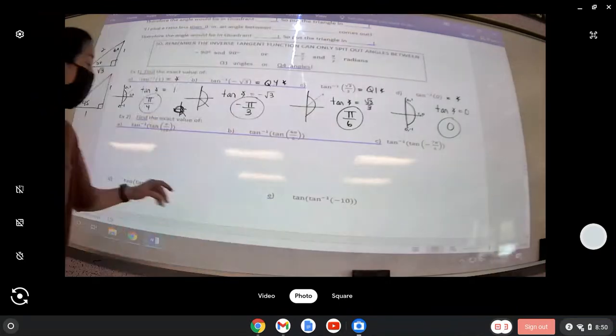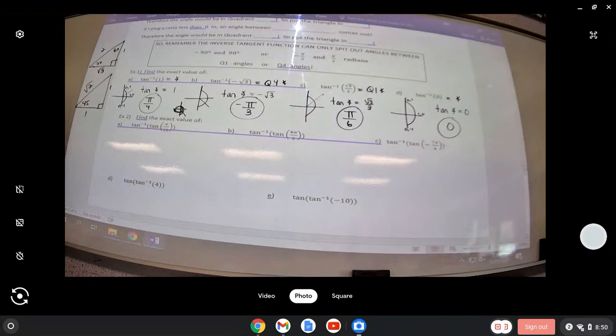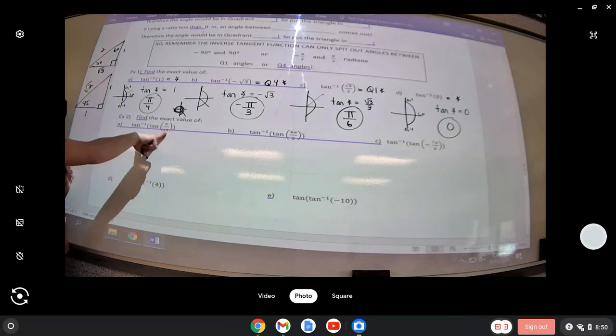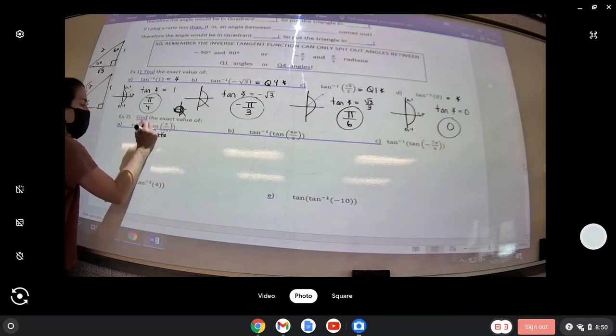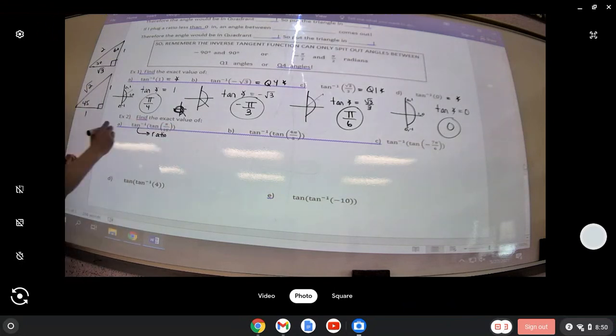All right, let's go down here. Let's do some compositions now. Let's say we take the inverse tangent of the tangent of pi over 10. Well, guys, you take the tangent of an angle, the answer is a ratio. You take the inverse tangent of a ratio, and the answer has to be an angle, but not any angle. It's got to be an angle between pi over 2 and negative pi over 2.